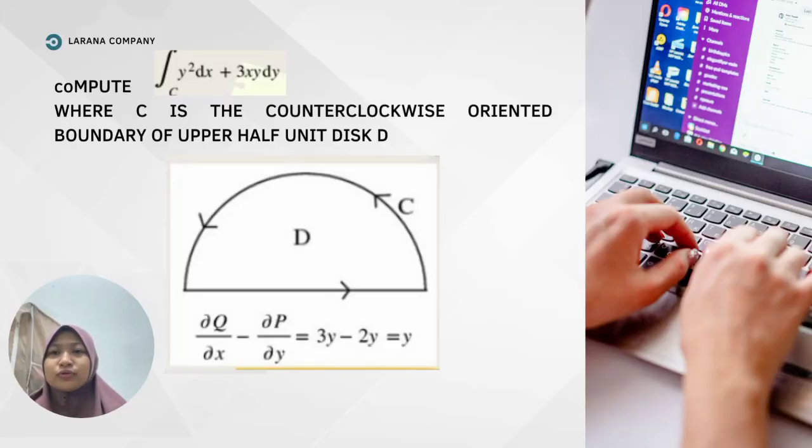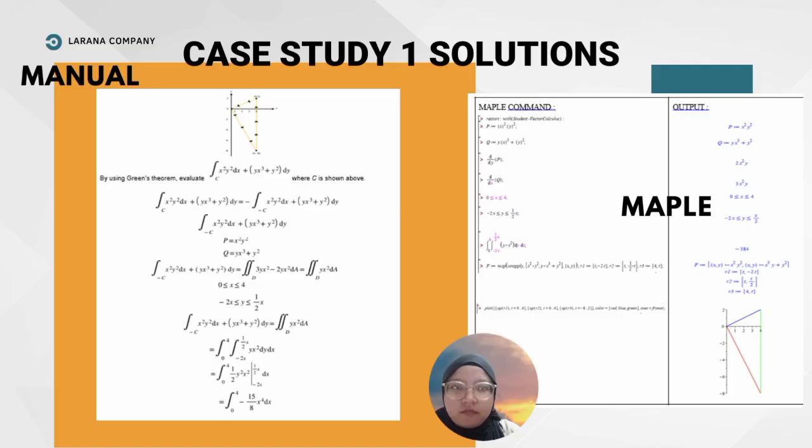Next, I will continue the problem statement: compute the integral of y squared dx plus 3xy dy, where C is the counterclockwise oriented boundary of the upper half unit disk D. Then we take the derivative 3y minus 2y, which equals y.